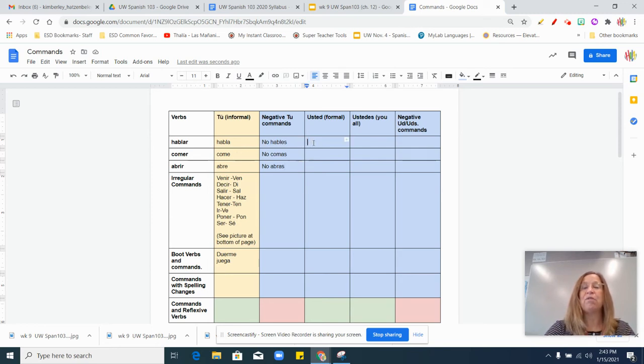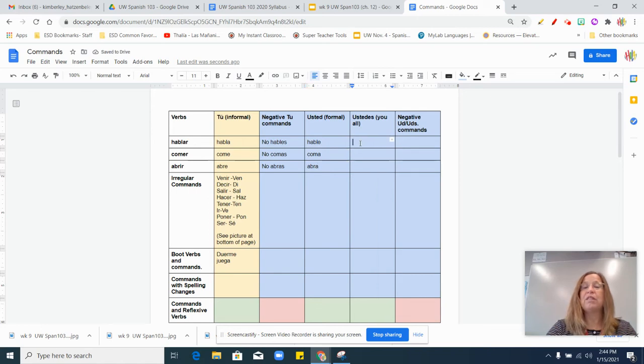And that's the same for the usted, except you're not going to put a no in front of it, because we're not saying don't talk. We're saying you formally talk. So it's just hable usted. For comer, coma usted, eat, you eat. It's very formal. Abra, see?